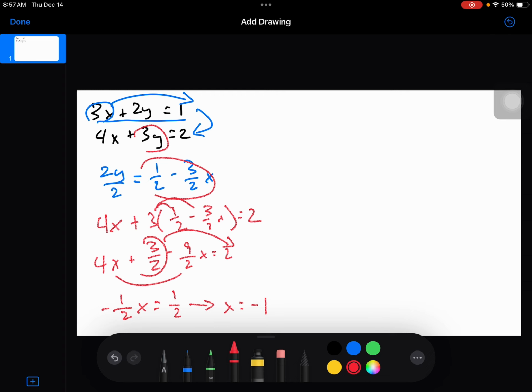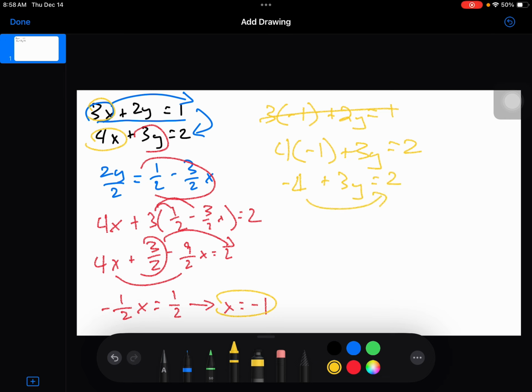And we're going to take that value of x and put it back into the first equation. So we get 3 times negative 1 plus 2y is equal to 1. Oops, sorry, I solved that one. Let's put it back into the other equation here. That'll be better. So 4 times negative 1 plus 3y equals 2. Negative 4 plus 3y then is equal to 2. Move this over there. We're going to get 3y equals negative 2.